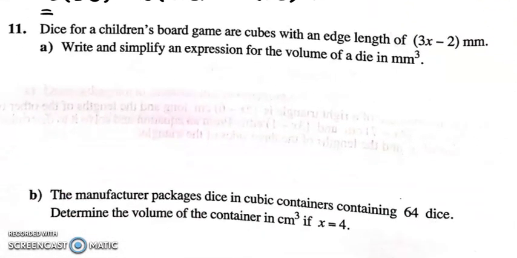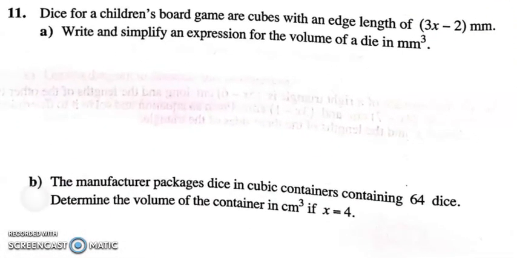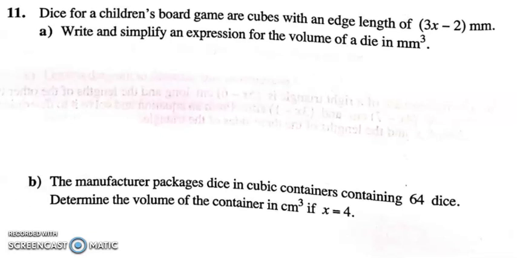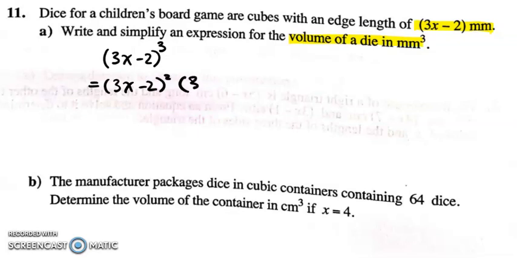All right, question 11 here. It says dice for a children's board game are cubes with an edge length of 3x minus 2 millimeters. Write a simplified expression for the volume of a die. Okay, we know the volume of a die is going to be area of the base times height. So (3x minus 2) cubed. Now area of the base is really just (3x minus 2) squared times the height, which is 3x minus 2.